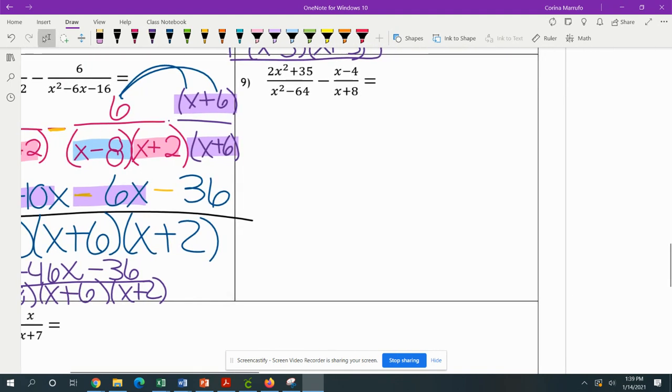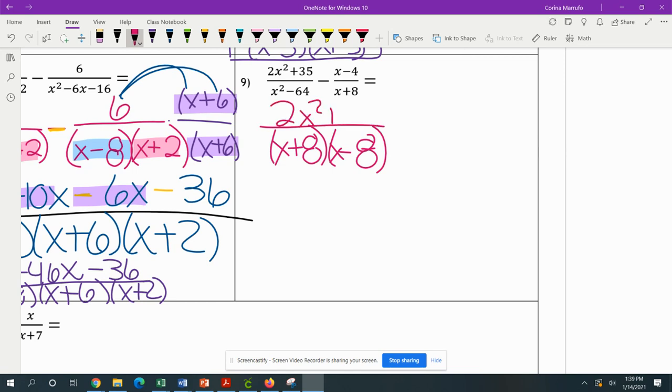All right, the next one. We do the exact same thing again. We start off by factoring. So on the bottom, x squared minus 64, x and x give you x squared. 8 times 8 gives you 64. You have to make one plus and one minus in order for you not to have that middle term, sorry. And this is x plus 8.